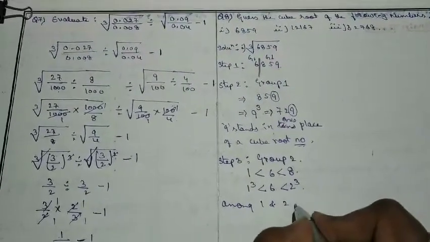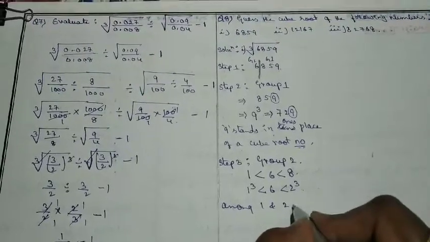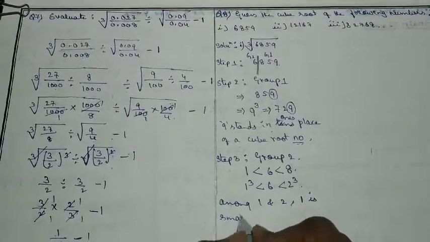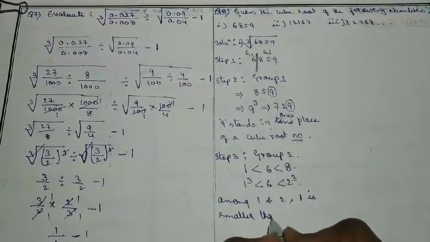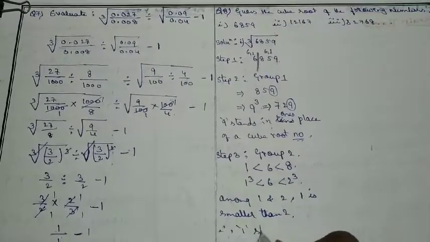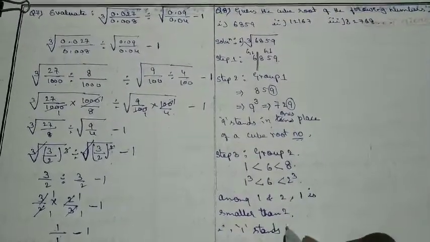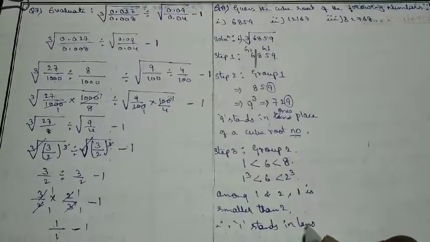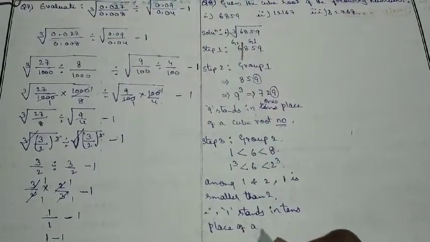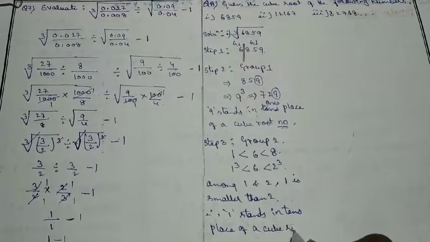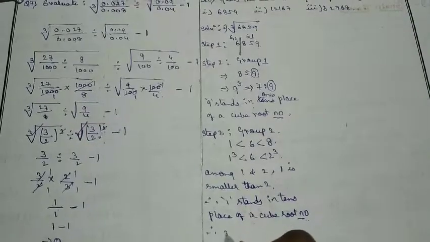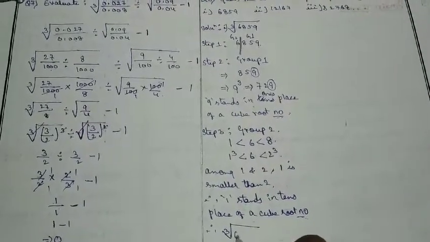which is smaller? 1 is smaller. Yes, among 1 and 2, 1 is smaller than 2. Therefore, 1 stands in the tens place of the cube root number.